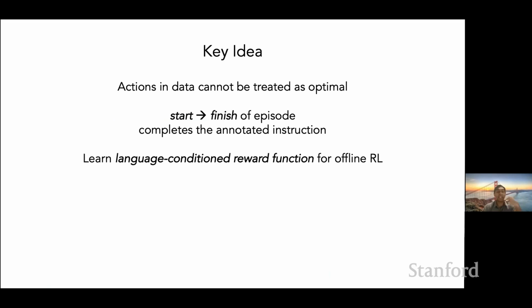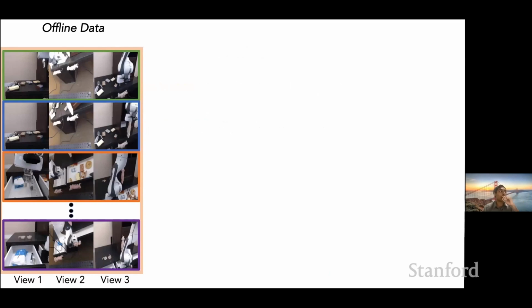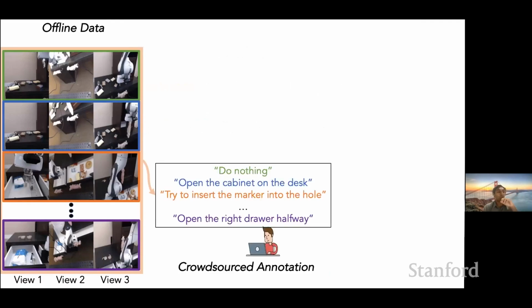We can then use this to learn a language conditioned reward function that can be used for offline reinforcement learning. So at a high level, our approach is going to look like this: we'll have some offline data, and we're going to have crowdsourced annotators annotate what is happening in each episode. Some episodes it might be do nothing, some episodes it might be try to insert the marker into the hole. And we're going to use this to learn a language conditioned reward function.